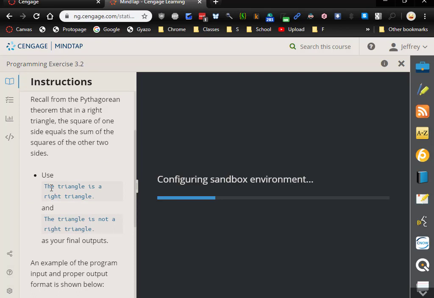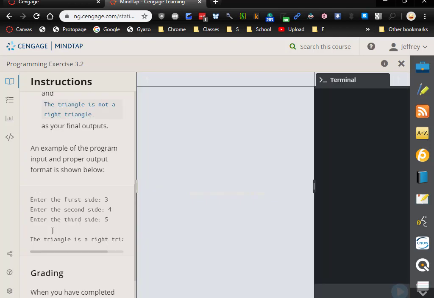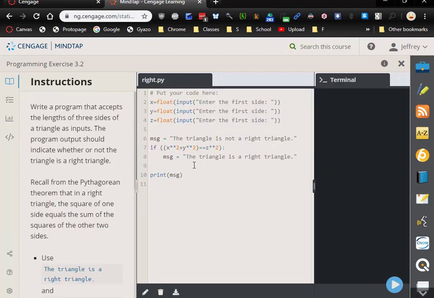All right, so now they're checking to see if it's a right triangle or not a right triangle. How do you check that? I already took a stab at solving it, but I'm going to get rid of that. If you're going to check whether something's a right triangle, you have to check if x squared is equal to the sum of y squared plus z squared, or if y squared is equal to the sum of x squared plus z squared, or, you know, you have to check all three ways.